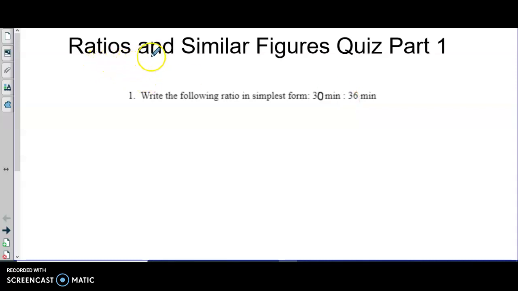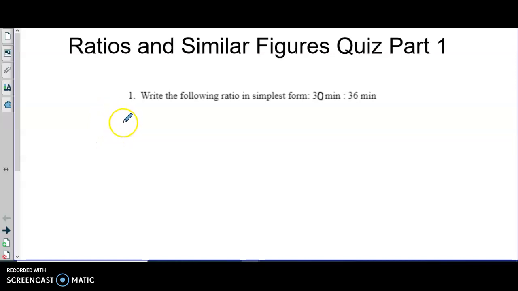Today we're looking at ratio and similar figures. The first one says, write the following ratio in simplest form. So we're trying to reduce each of these. We're trying to ask ourselves, what can we divide each of these by to reduce it? But if you're like me and you don't always trust your brain, you can do this in the calculator.